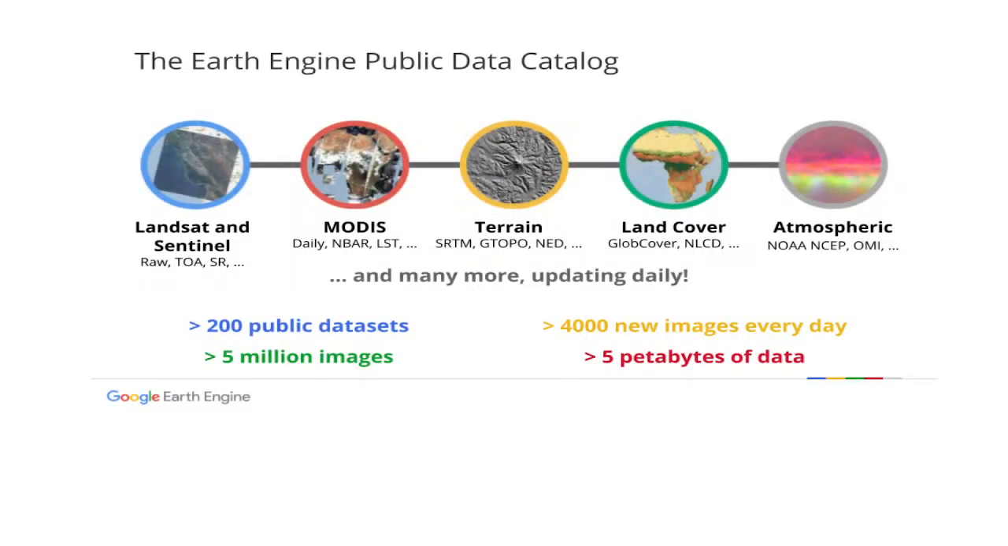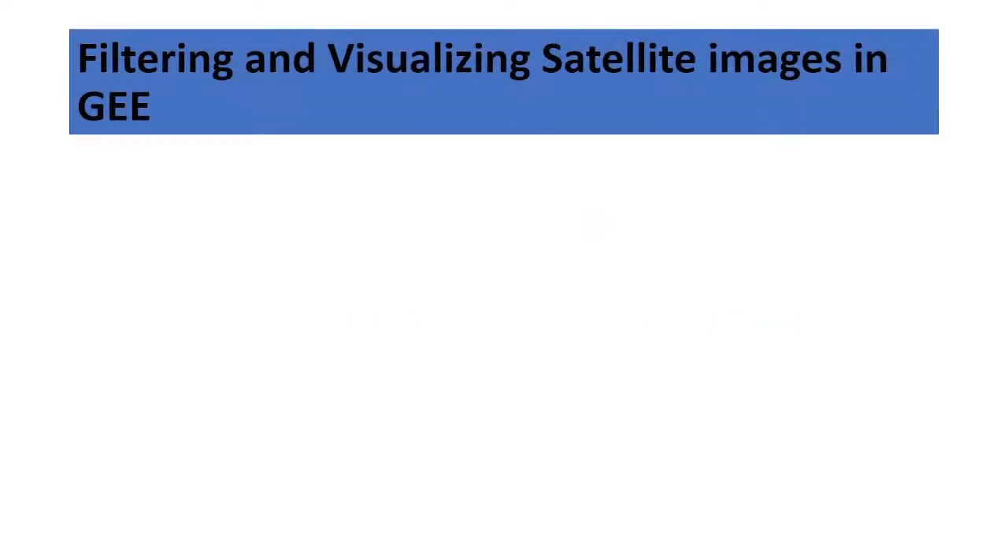So we already know about the Earth Engine public data catalog. Mainly in this Earth Engine public data catalog, we can easily access a lot of remotely sensed data such as Landsat, Sentinel, MODIS, different types of terrain datasets, land cover datasets, and different types of atmospheric datasets. We can easily access them from the Google Earth Engine platform. Okay, so today, first of all, we discuss filtering and visualizing satellite images in the Google Earth Engine platform. How we can easily filter and visualize different types of Landsat or Sentinel images.